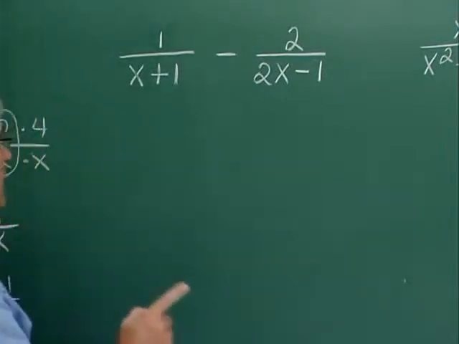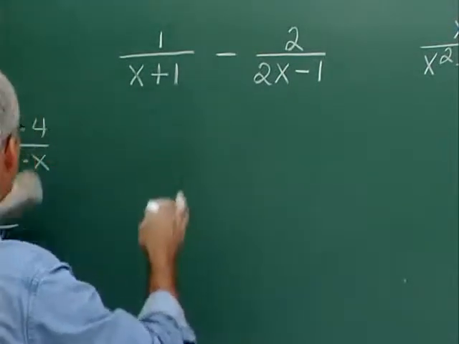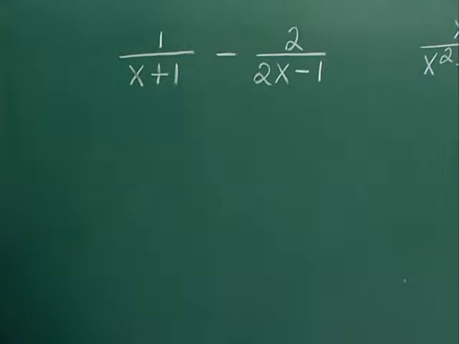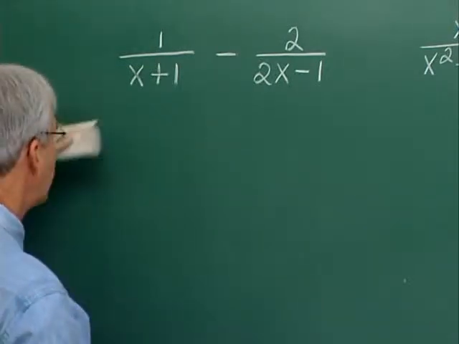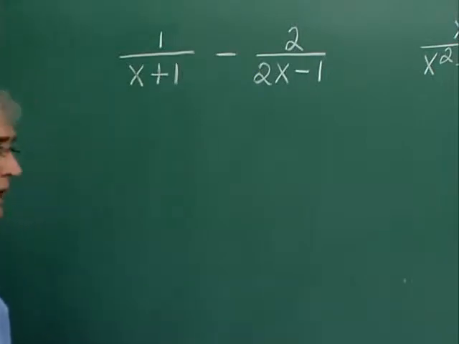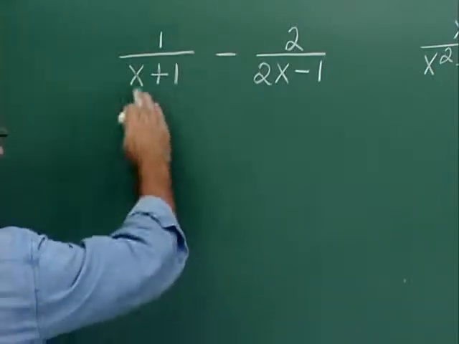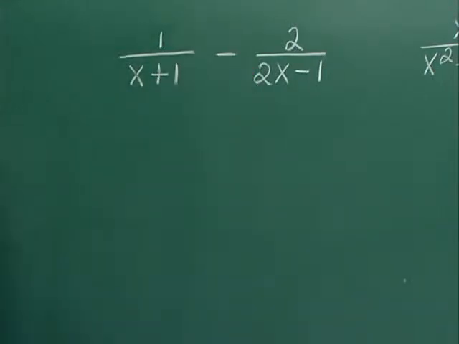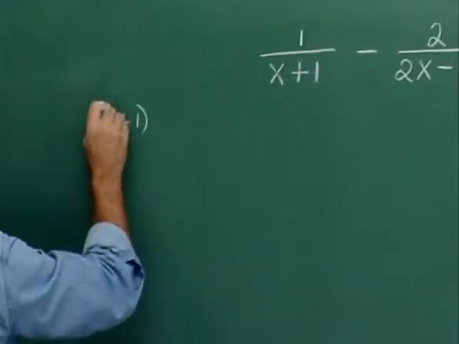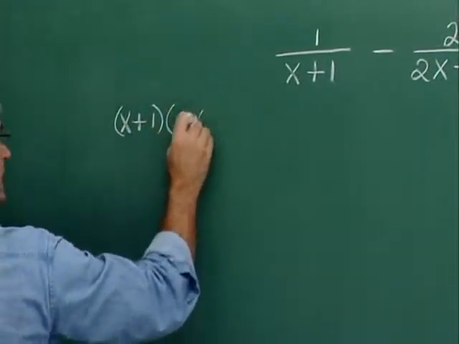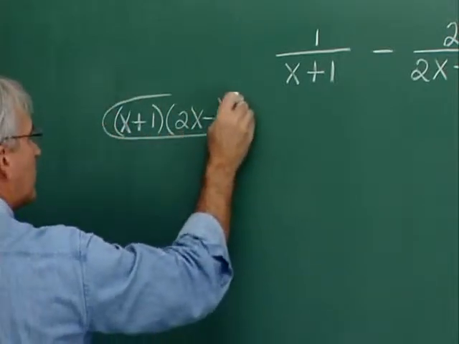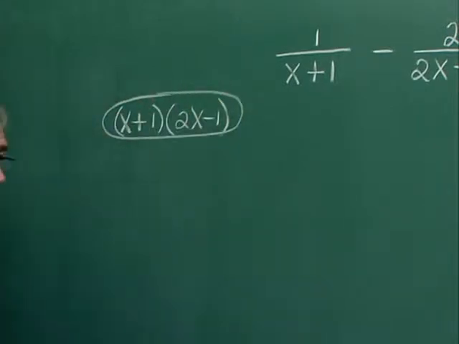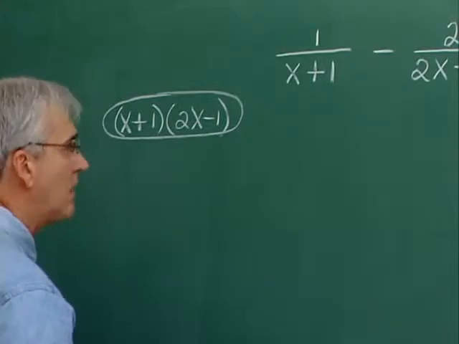I recommend that in problems like this, as they get more complicated, you deal with the greater complication through greater organization. And part of the organization in this problem is writing down the common denominator. So the common denominator is x plus 1 times 2x minus 1. Now, if you have this written down, you can refer back to it. You can look at it from time to time. And that's the value of it.